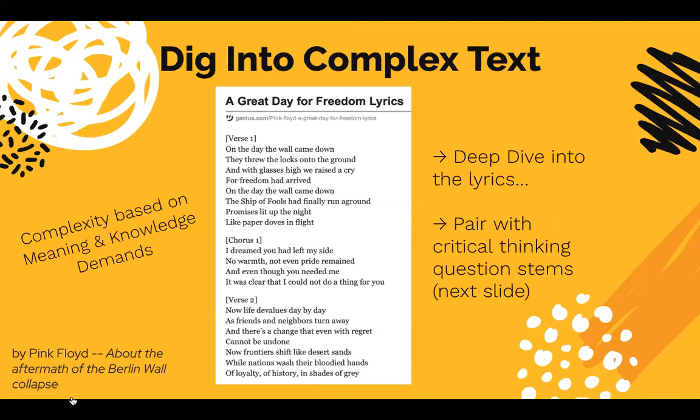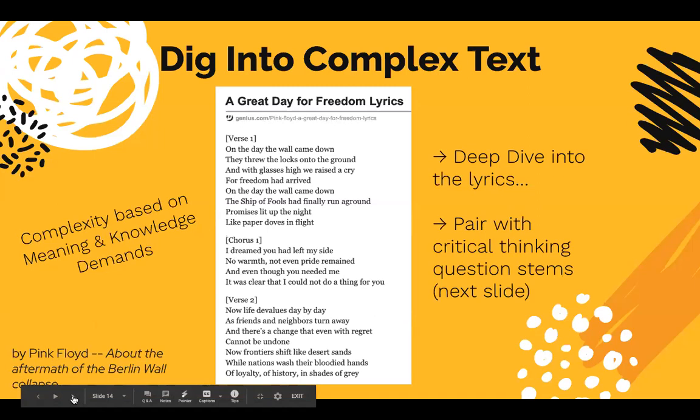Another example digging into, again, complex text. This is actually song lyrics by Pink Floyd, and it's reflecting the historical time when the Berlin Wall was taken down. Again, this would be considered a complex text based on its meaning and background knowledge demands. So here we have verse 1, the chorus, and verse 2. What I would encourage my students to do is dive deeply into these lyrics. And then I would pair critical thinking question stems with the lyrics.